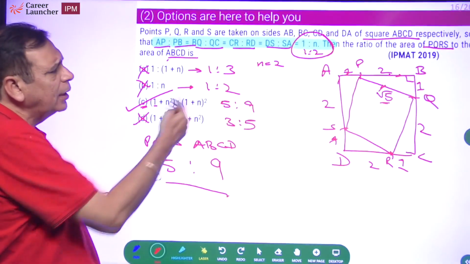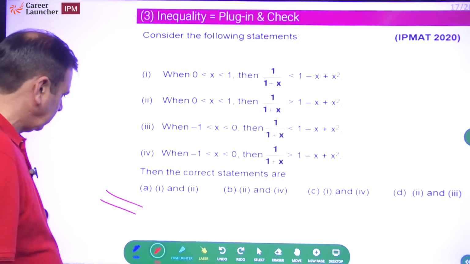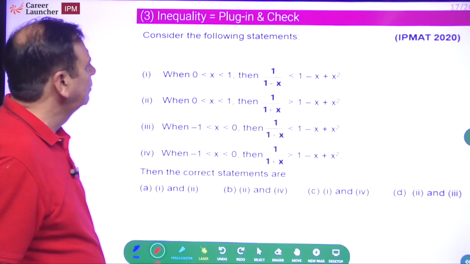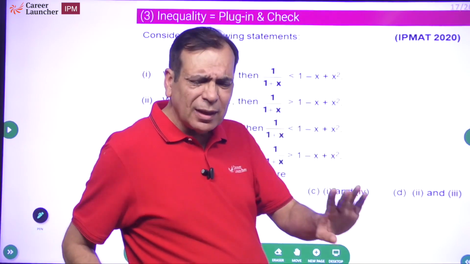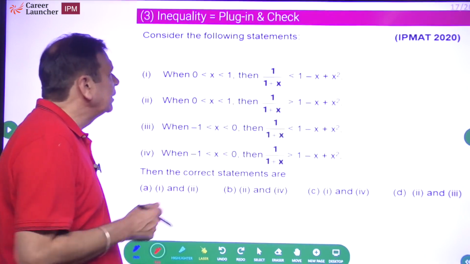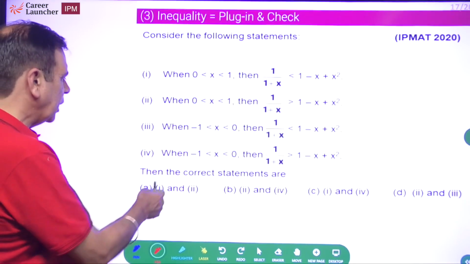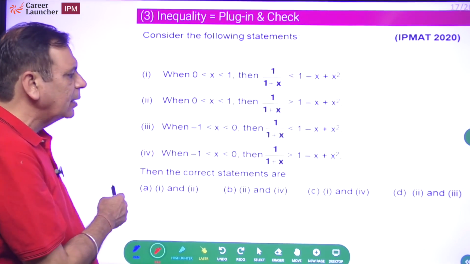This is what I have done out here also, taken a value of n. Okay. Next question. Inequalities. Again, same basic things we will keep doing again and again so that we don't make a mistake. Inequalities. Consider the following statements. 4 statements, which of them is correct?